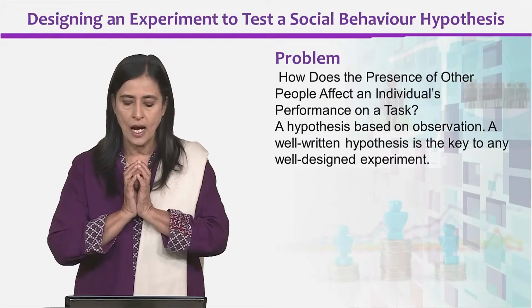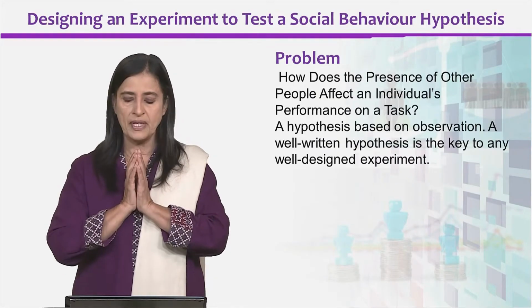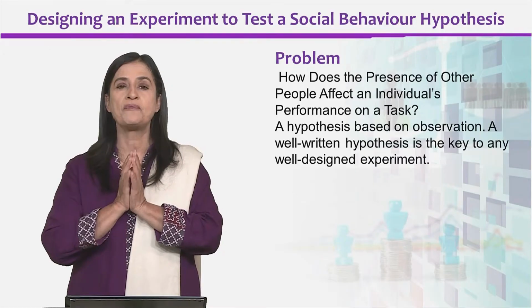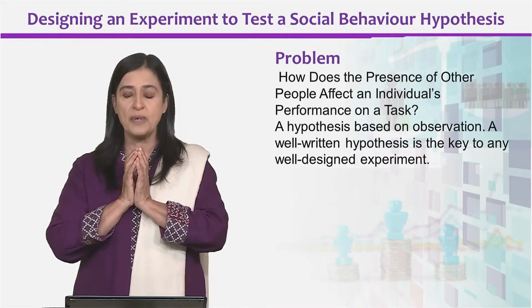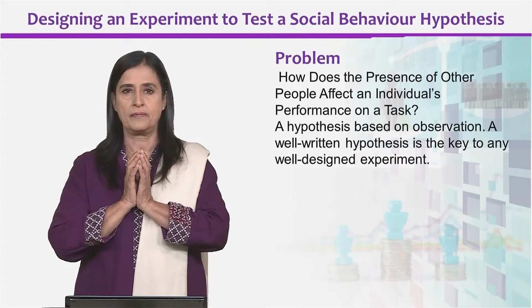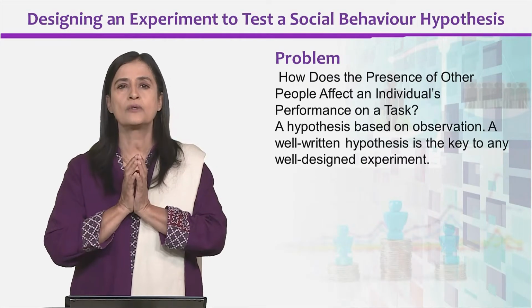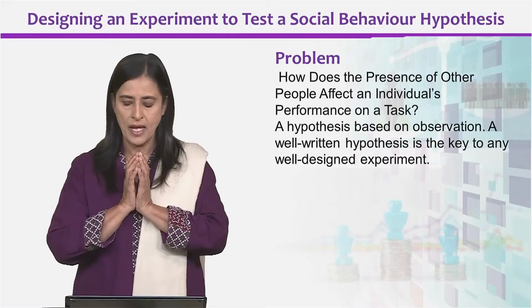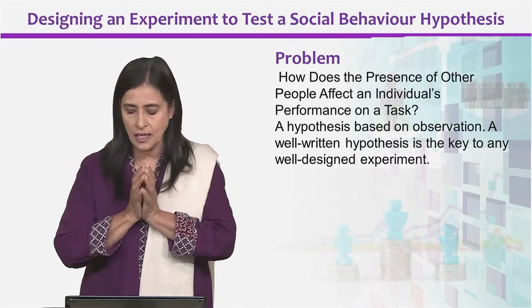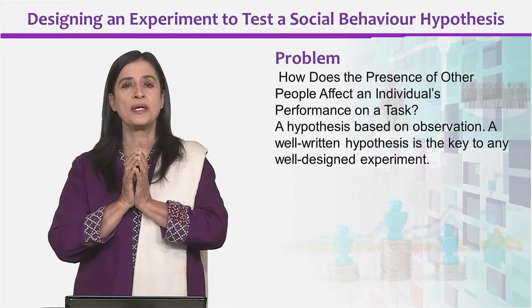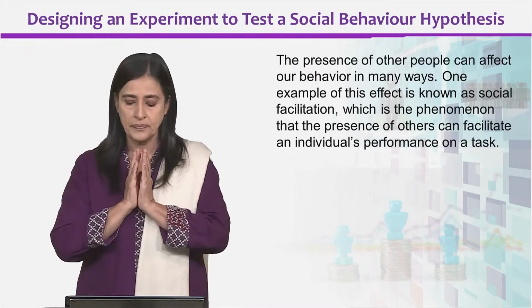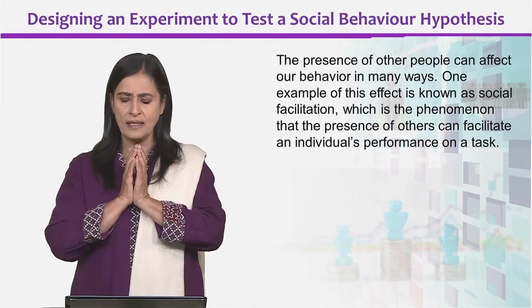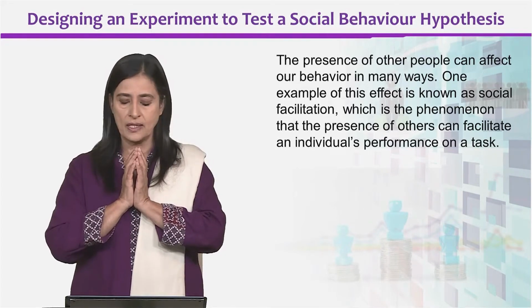Problem: how does the presence of other people affect an individual's performance on a task? A hypothesis based on observation. हमने ऐसा देखा तो हम उस पर एक hypothesis base कर रहे हैं. A well-written hypothesis is the key to any well-designed experiment. इसलिए specific hypothesis बनाएंगे. The presence of the people can affect our behavior in many ways.